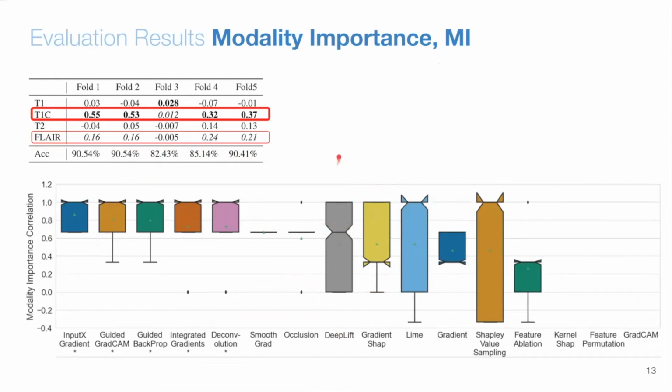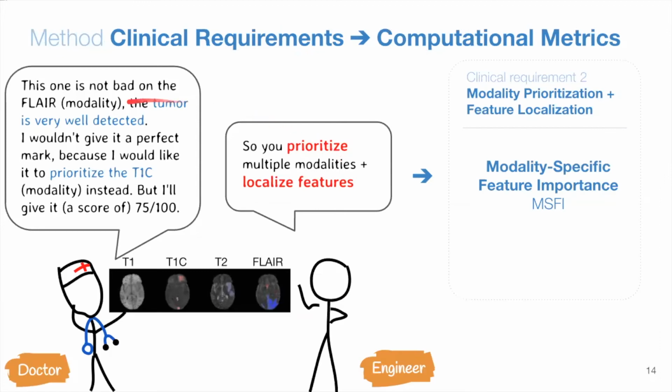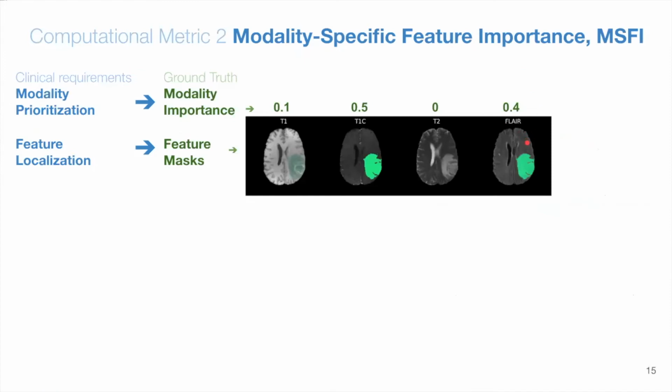As we dive into doctors' requirements, doctors expect the AI not only to reflect modality prioritization information, but also to correctly localize the discriminative features. The previous modality importance metric is too coarse for such requirements. Therefore, we propose a second metric that combines feature localization with modality importance, namely the modality-specific feature importance, MSFI. MSFI contains 2 ground truth information: the modality importance ranking from the previous metric, and the feature localization mask or bounding boxes on each modality.